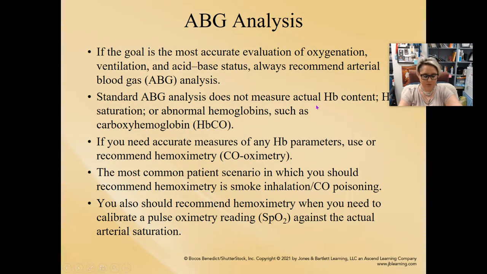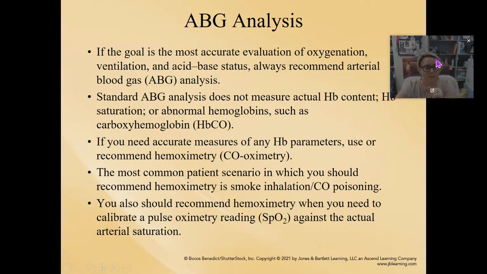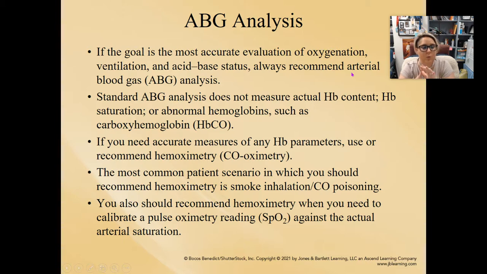So if the goal is the most accurate evaluation of oxygenation, ventilation, and acid-base status, always recommend an ABG. So standard ABG analysis does not measure actual Hb content. So you're not going to see your hemoglobin content on a regular ABG. All you're going to get is your pH, your CO2, your bicarb, your SaO2, your PaO2, and your base excess. That's all you're going to get on an ABG analysis. You have to order everything else separately. Your electrolytes, your carboxyhemoglobin, and so forth.